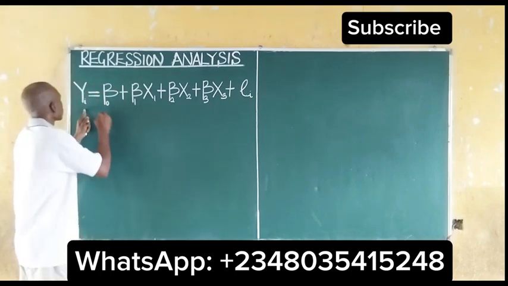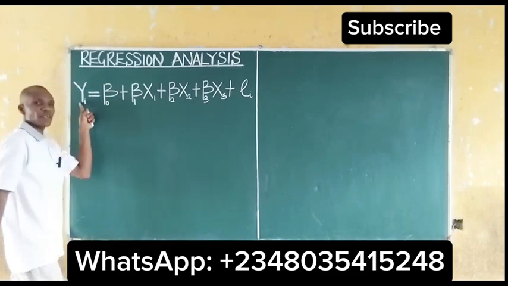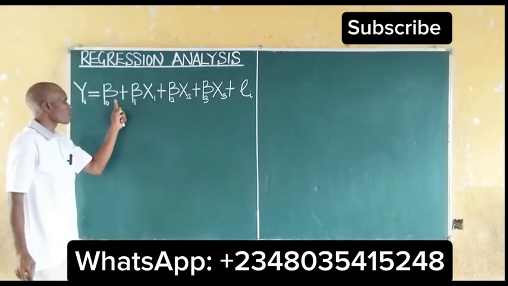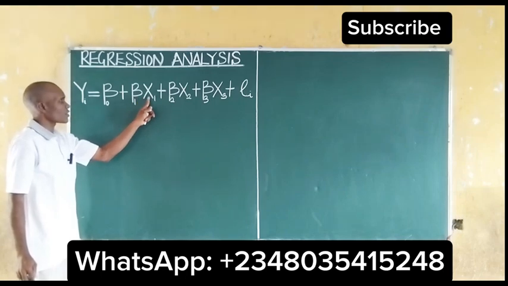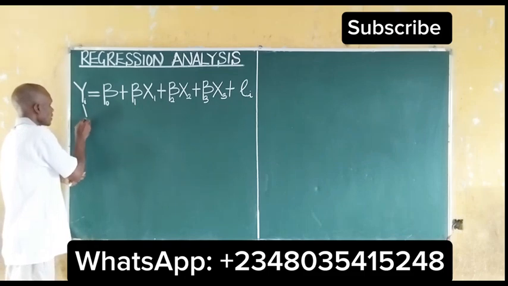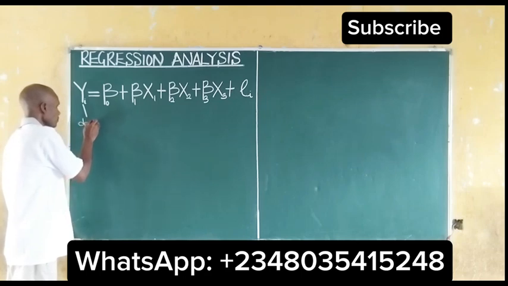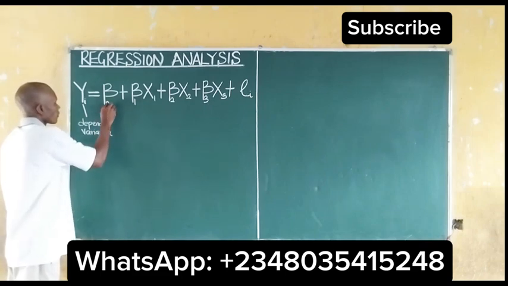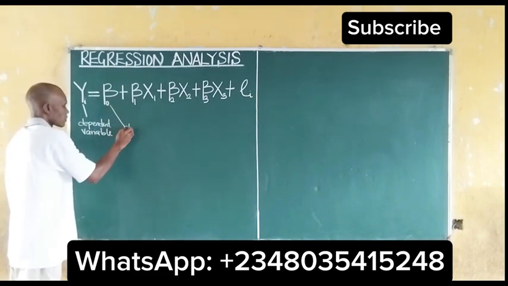If we notice, we see this is the dependent variable, while this is the slope. These are the independent variables. That is, y here is the dependent variable. This b naught is our slope.